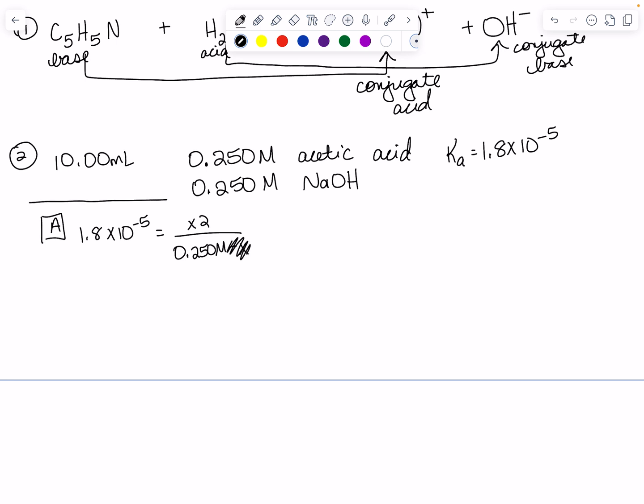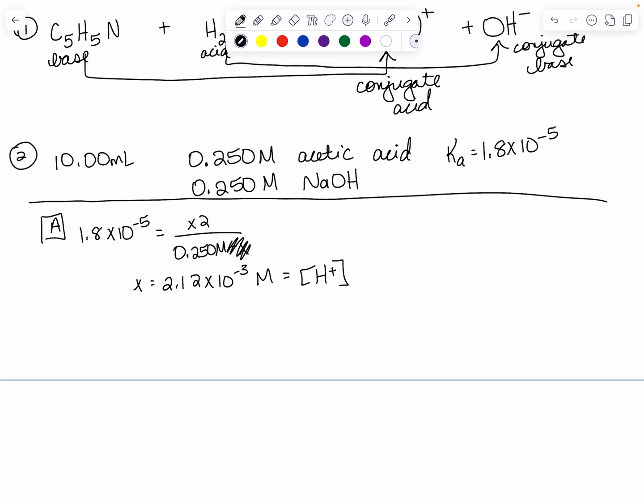Let me draw a line here to separate me working the problem from the information. We solve for x, and that's 2.12 times 10 to the minus 3 molar. That is the concentration of the hydrogen. We know that because we used the Ka, so x must be the concentration of the hydrogen. The negative log of that is the pH, which is 2.67.